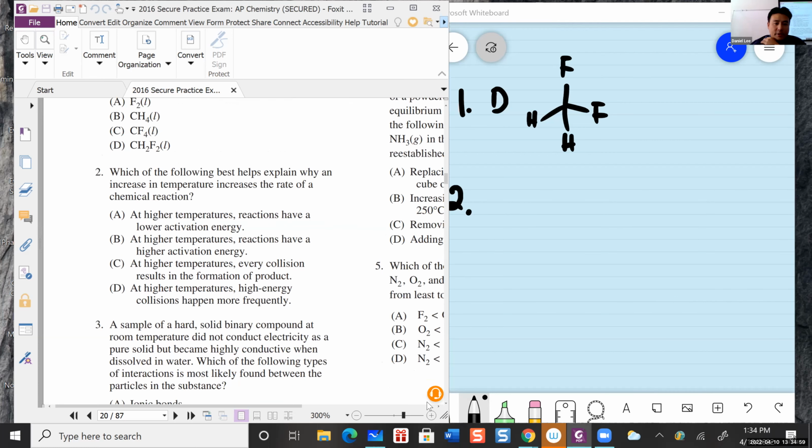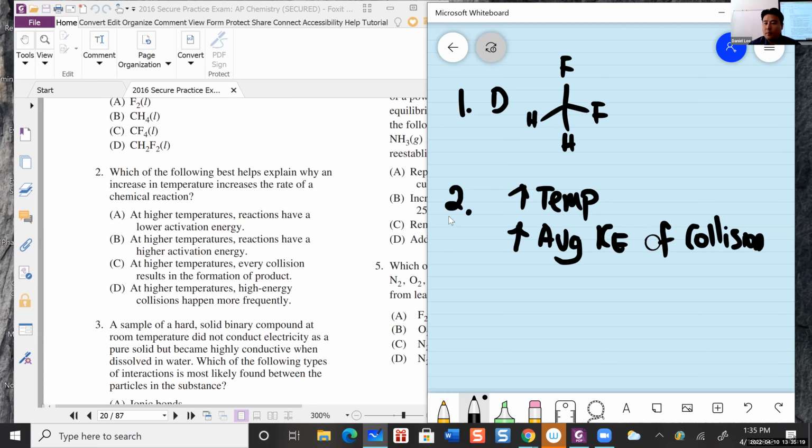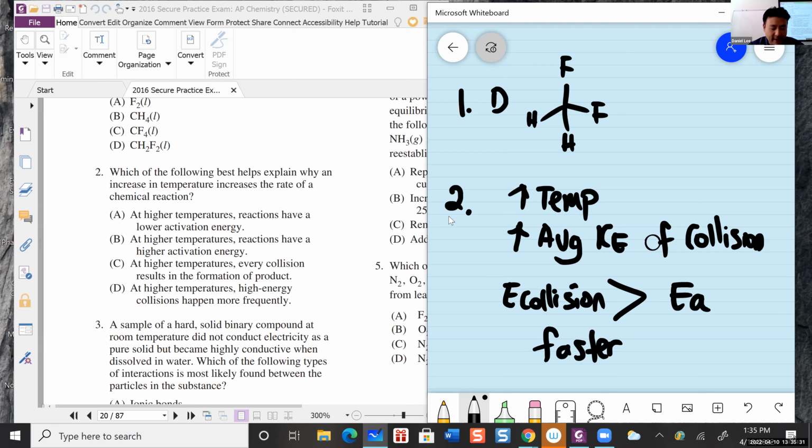So although tetrahedral, you have to have identical bonding atoms. So that's intermolecular force. Number two: which helps to explain why increasing temperature increases the rate? If you're asked to explain, increased temperature increases the average kinetic energy of collision. When you have more collision energy, more of the collisions can overcome the activation energy, Ea. So that means it's faster. So the thought process is temperature to kinetic energy of collision, and ultimately to the amount of collisions that have greater energy than activation energy, leading to more product. So number two, the answer is D. At a higher temperature, higher energy collisions happen more frequently, so you get more product. Number two is also D.